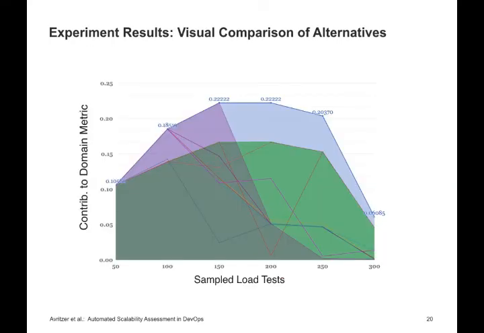We then compare the single contributions of the sampled load tests, where the blue line represents the maximum possible contribution for the given load test, and the single lines represent the contribution to the domain metric for different deployment configurations. We see how the violet configuration has the best results for up to 150 users, but the green configuration is the overall best performing configuration.